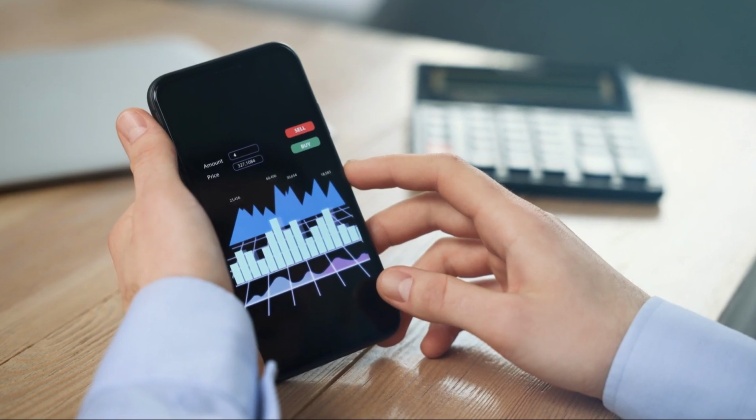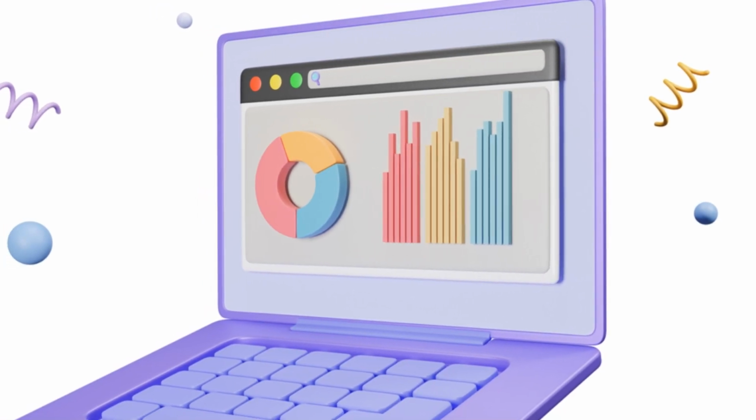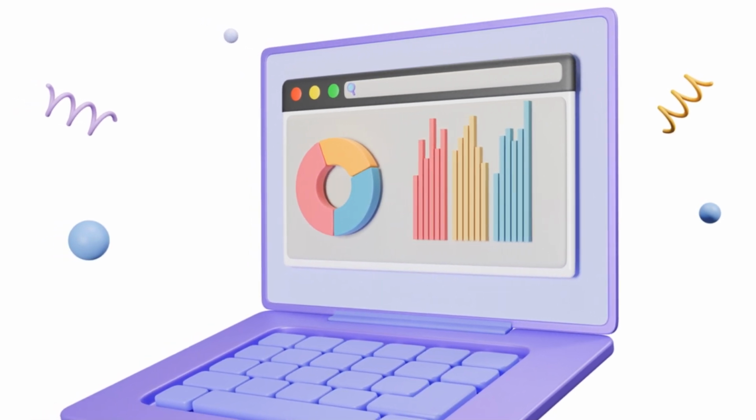So, how do you start trading Forex? It's easier than you might think. Here's a simple guide. 1. Choose a reliable broker. You'll need a Forex broker to execute your trades. Make sure they are regulated and offer a user-friendly platform.